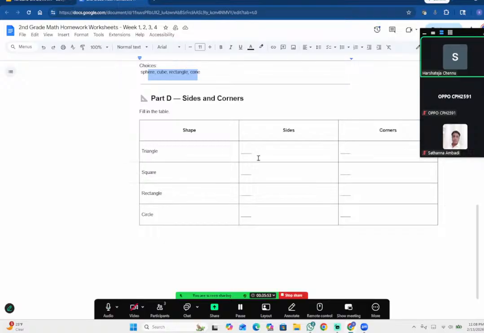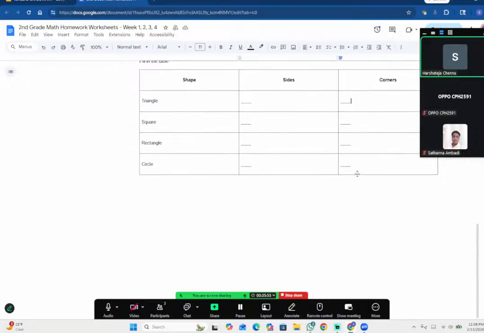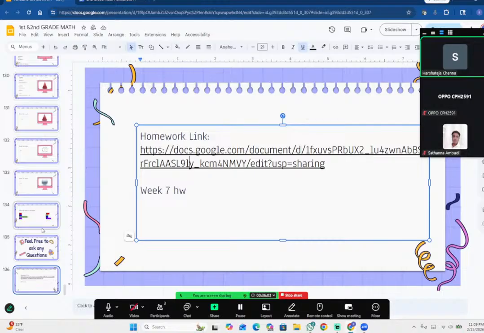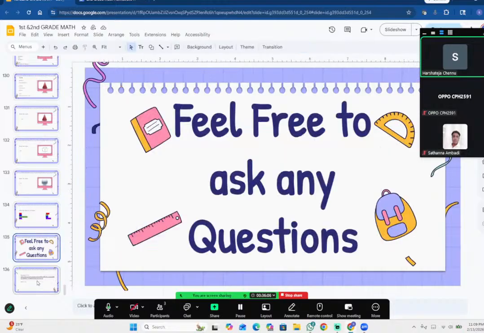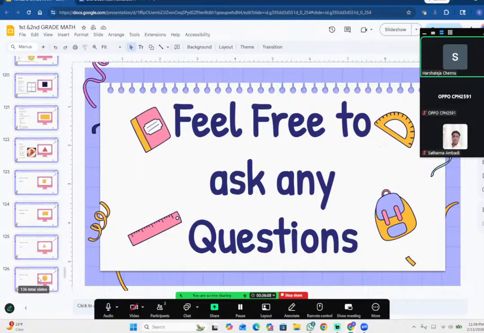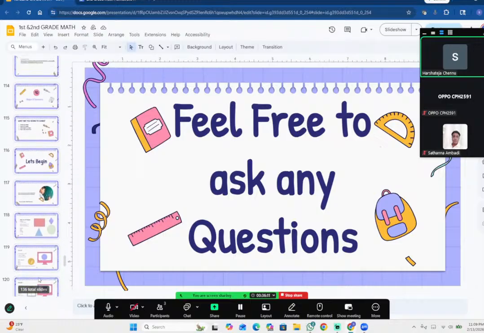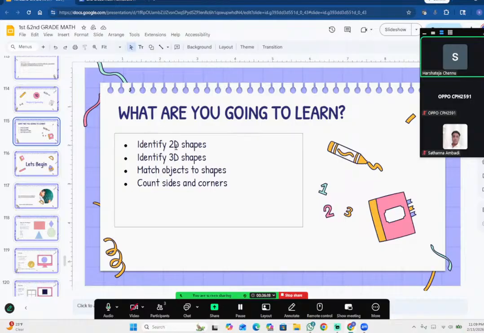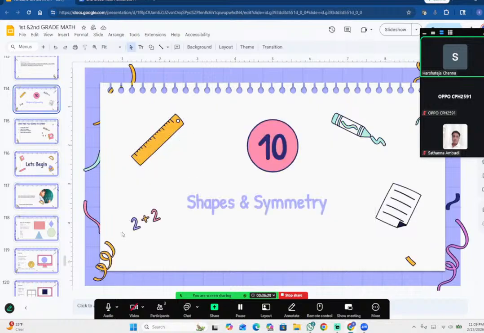And this table can be homework. It's pretty quick. If there's any questions, feel free. So in this lesson, we learned identifying 2D shapes, identifying 3D shapes, matching objects to shapes, and counting sides and corners. So that's it.